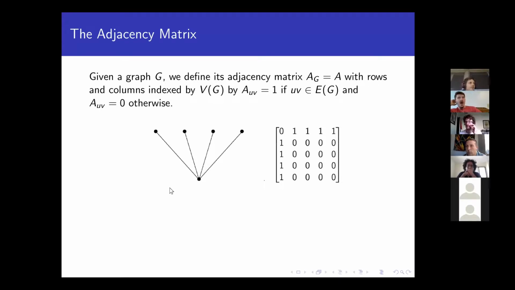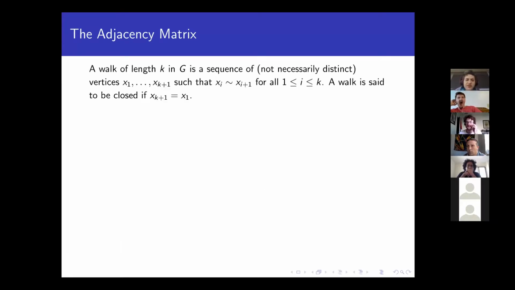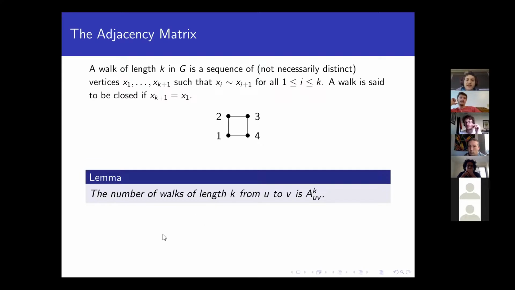And you have to tweak definitions a bit. For example, you have to figure out what exactly it means to be a walk in a weighted graph, or how many. But there are reasonable definitions you can make for these, and everything I said here carries over to weighted graphs as soon as you make the correct definition. So that's for weighted graphs.